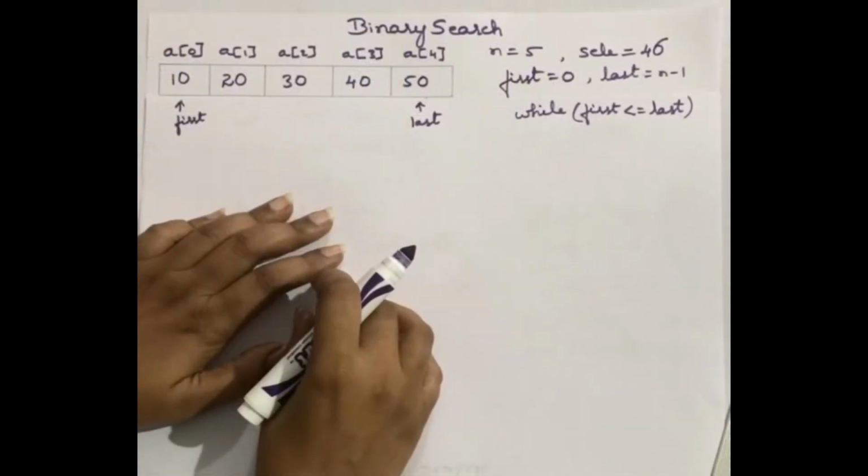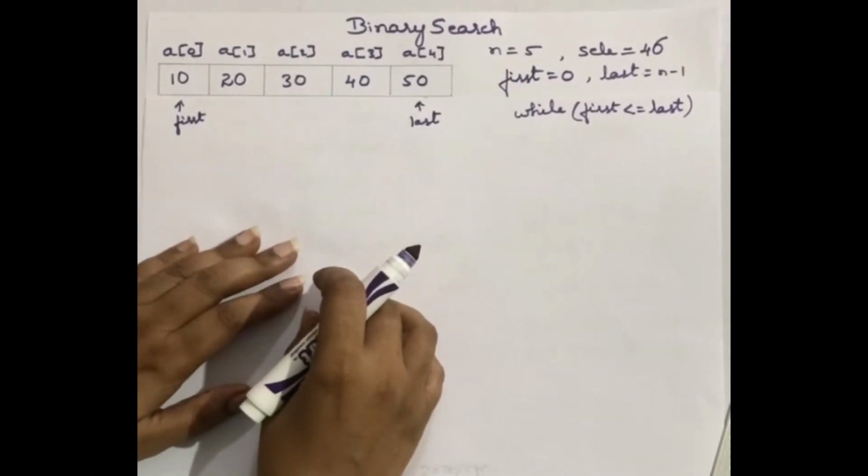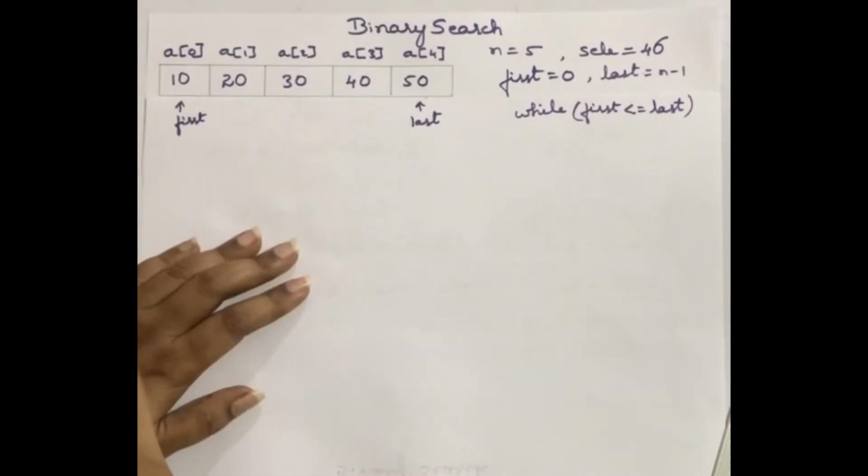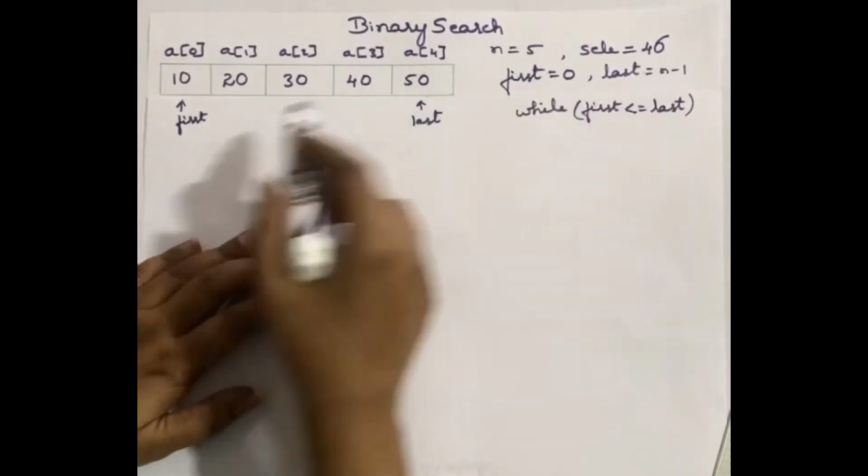Now let us consider an element which is not available in the array. We will try to search the element 46 which is not in the array.